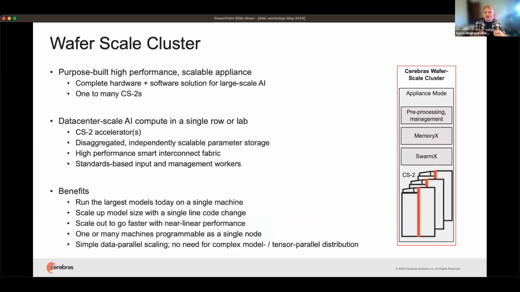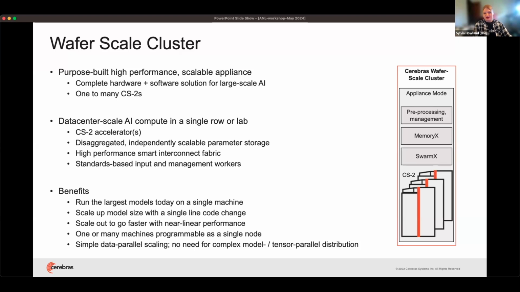So on top of that chip, on top of these CS2s, we have a number of other components that Natalia mentioned a little bit of that go into building our wafer scale cluster. Because really we want to go from having this really cool chip to having a high performance, really scalable machine learning, high performance compute appliance. Sort of all in one solution. It's going to be scaling from one to many CS2s, and it's going to be flexible in a number of different ways. I'll be getting to that in a bit.